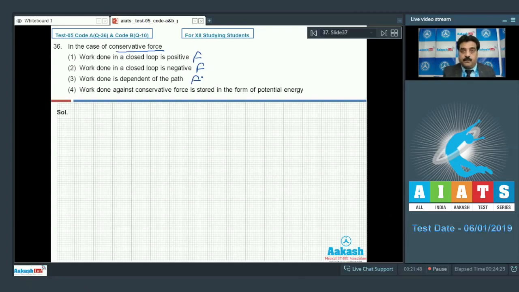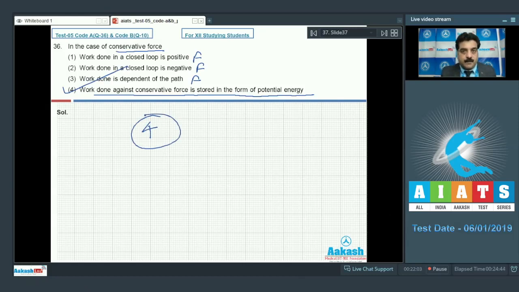If I go for option number 4, work done against conservative force is stored in the form of potential energy. Yes, this is true. So this is a basic question I would like to repeat. So my option number 4 will be the right choice.